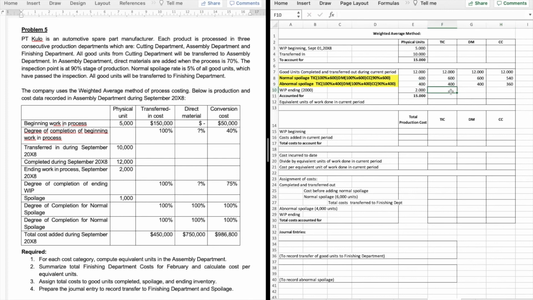And for the work in process ending, here we have the information for the work in process ending. Transferred in cost is 100%. And now for the direct materials, it means that the direct materials are already added, so we can calculate it as 100% here. And the conversion cost is 75%. So now we can calculate the equivalent units by adding all of this.